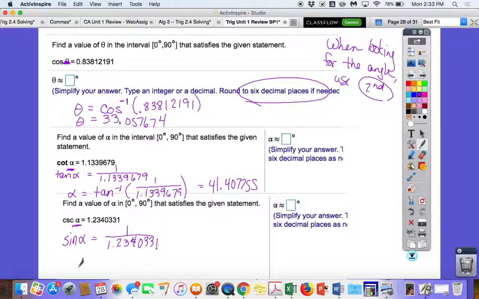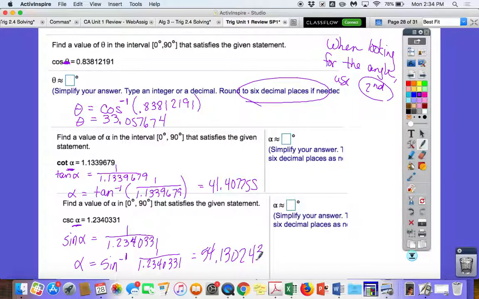Okay. I want alpha by itself, so I need to put sine on the other side and make it the inverse. Okay, so second sine of 1 divided by 1.2340331. Okay, I got 54.13024, and I've got to go up to 3.